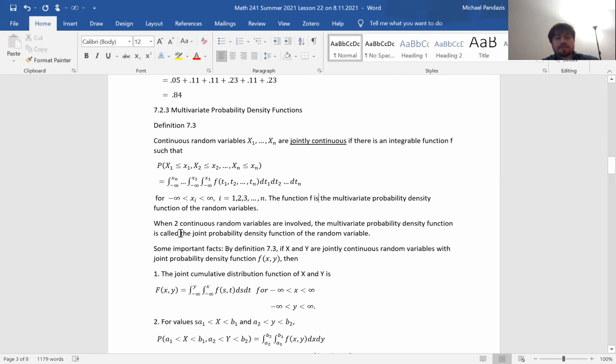When 2 continuous random variables are involved, the multivariate probability density function is called the joint probability density function of the random variables. I already said that.